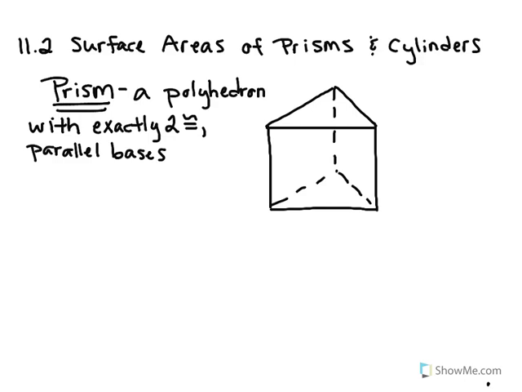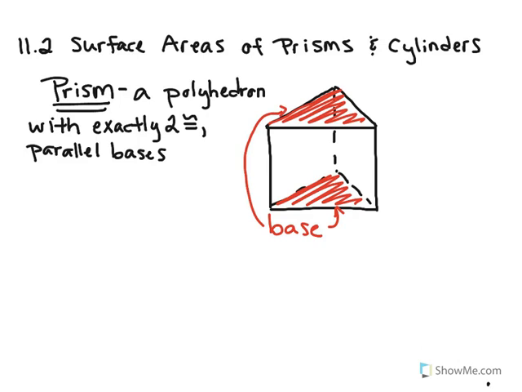A prism is a polyhedron with exactly two congruent parallel bases. So in this figure, the bases would be this top piece and this bottom piece, because they are congruent figures and they're parallel. They're never going to intersect each other. So we can go ahead and label those as bases. There's one there, and there's one here.